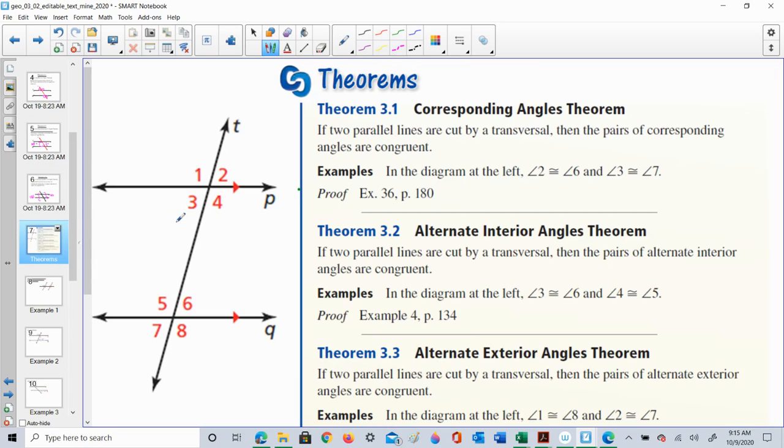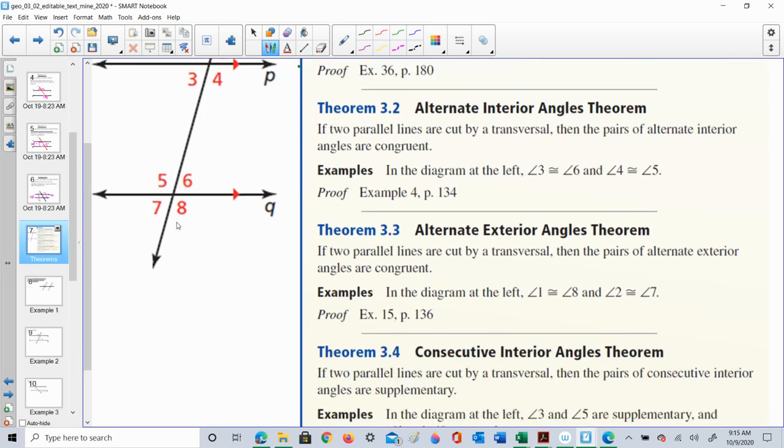This kind of sums it up. It's in your textbook, and it's on this page. You can take a look at them.